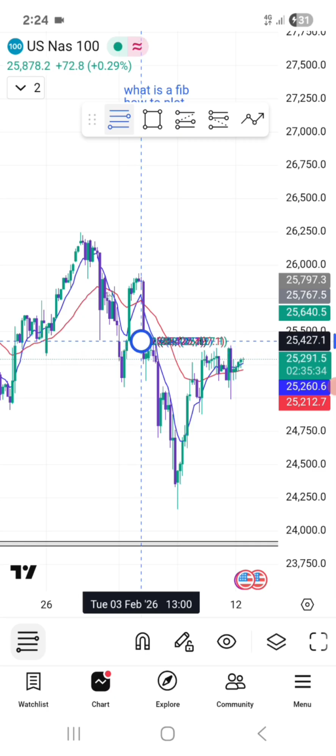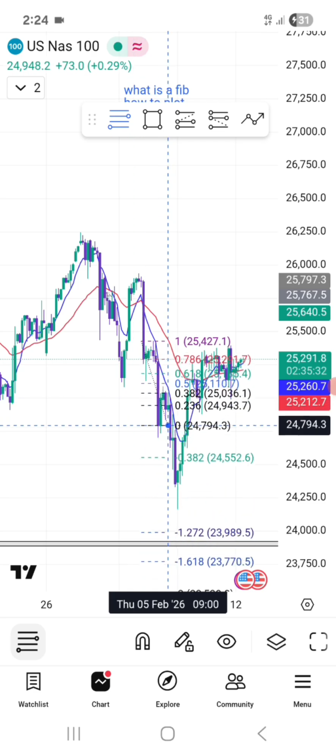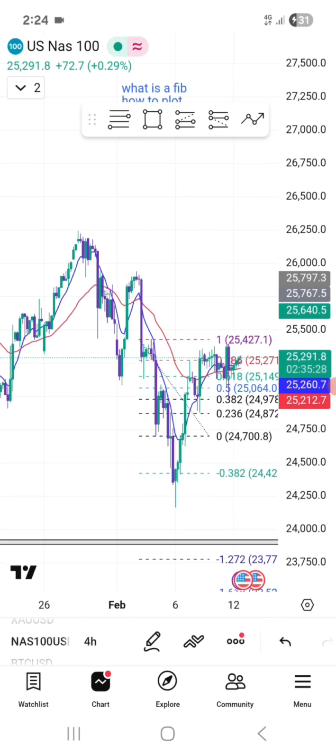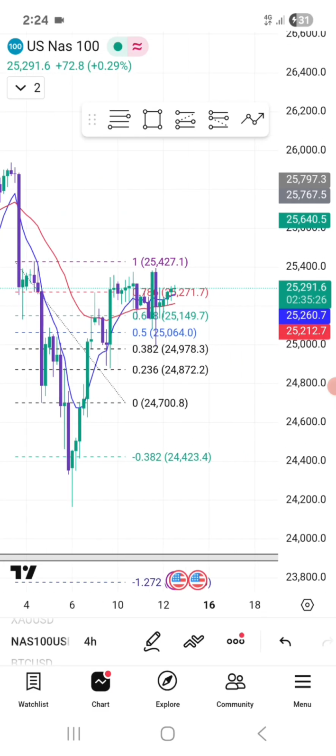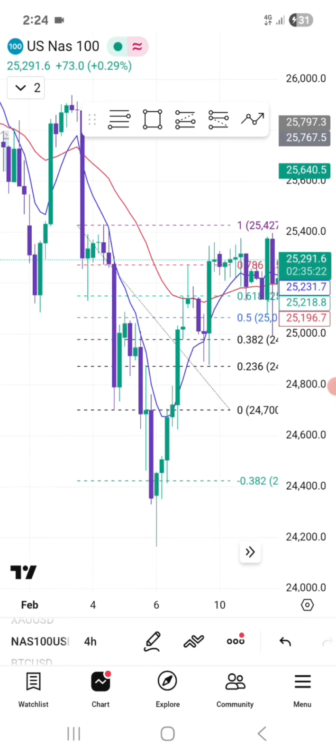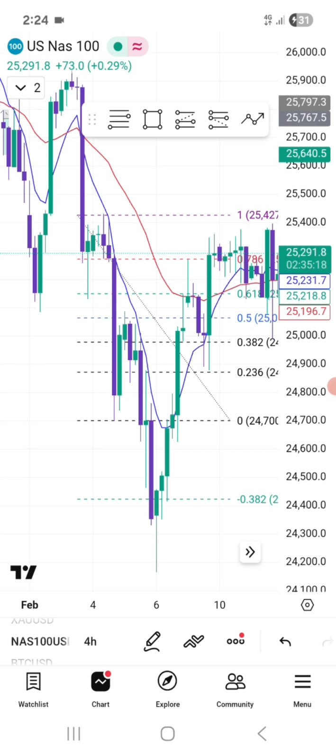From the swing high to the swing low point. As we can see here, once we have plotted from the swing high to the swing low, we will wait for the price to retrace.